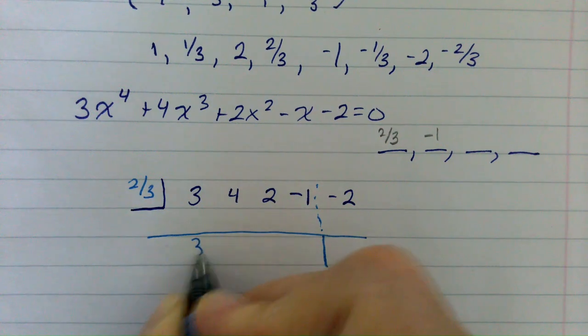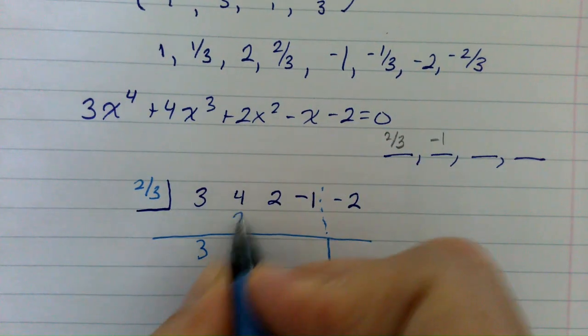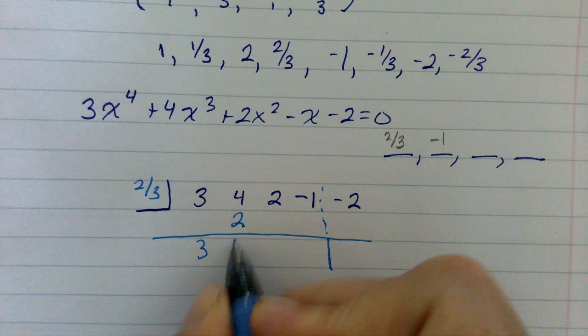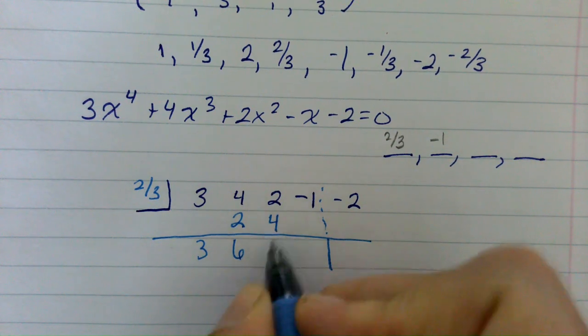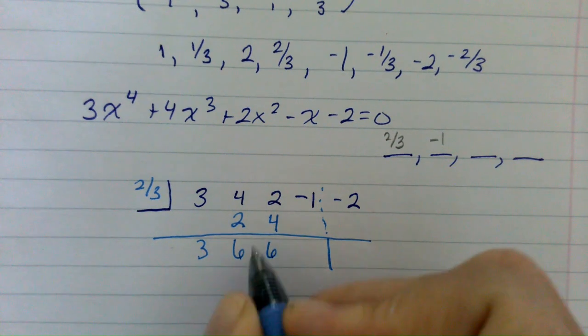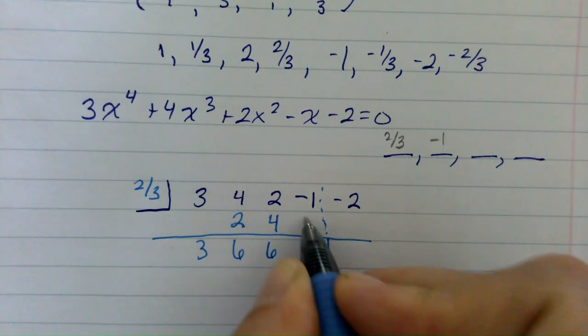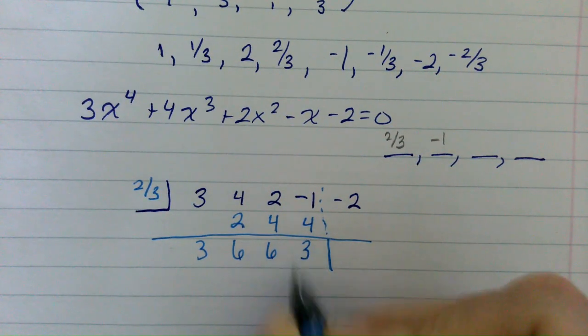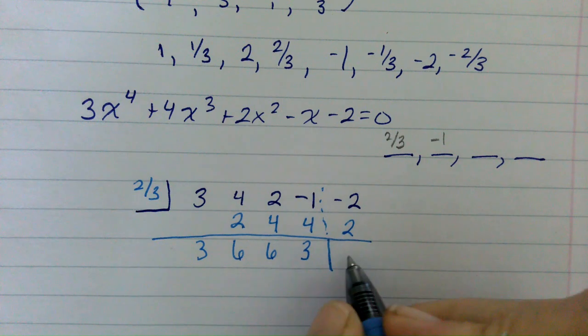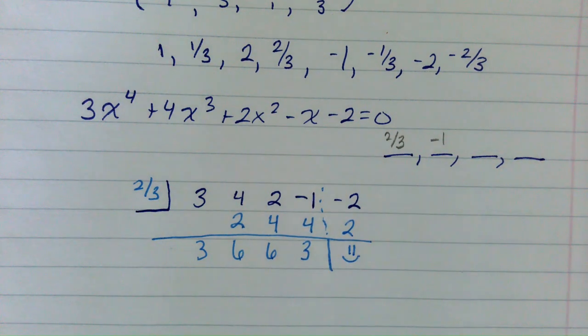Bring my 3 down. 2/3 of 3 is 2. I'll add. 2/3 of 6 is 4. I'll add. 2/3 of 6 is 4. 2/3 of 3 is 2. And look at that. Our remainder is 0.